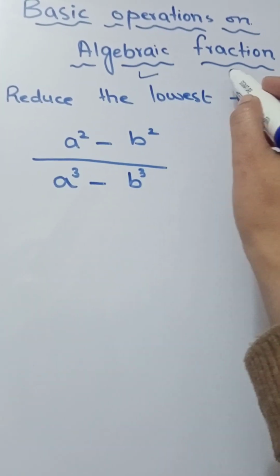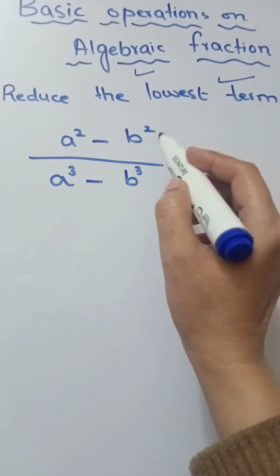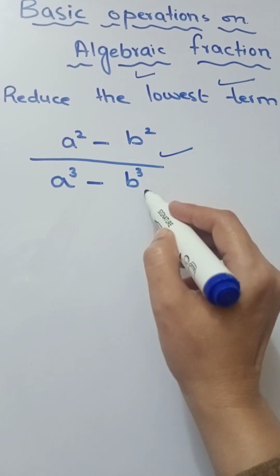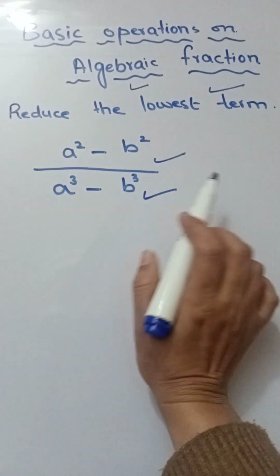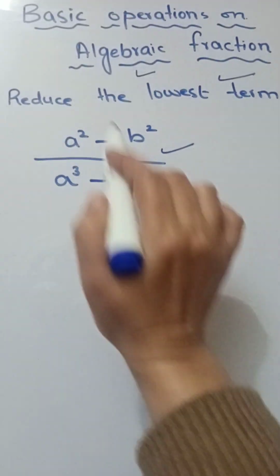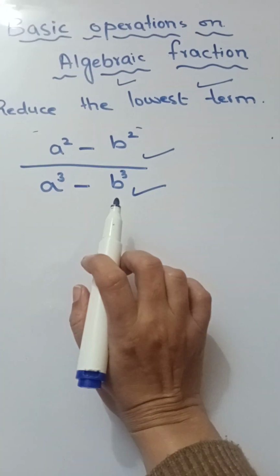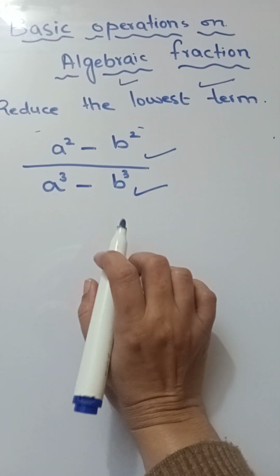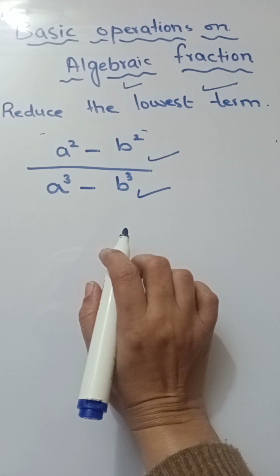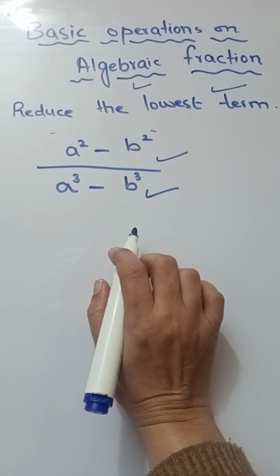In algebra we also have fractional values. That means we have a numerator as well as a denominator. Now how to solve it? First of all, our question is to reduce to the lowest term. Okay, now it is from a grade 8 Oxford book.